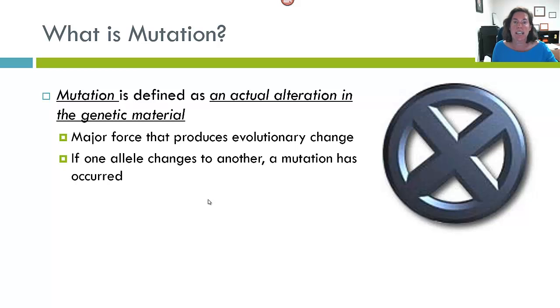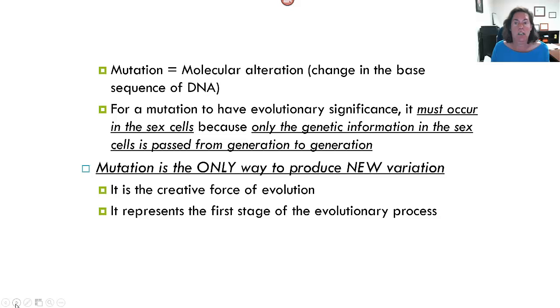For a mutation to have evolutionary significance, the mutation must occur in the sex cells. This is because only genetic information that is in the sex cells is passed on from one generation to the next. Mutations that are in your autosomes, your non-sex cells, are not going to be passed on from one generation to another.